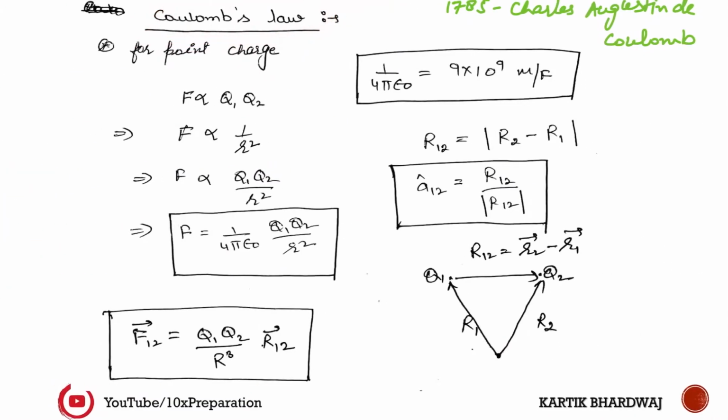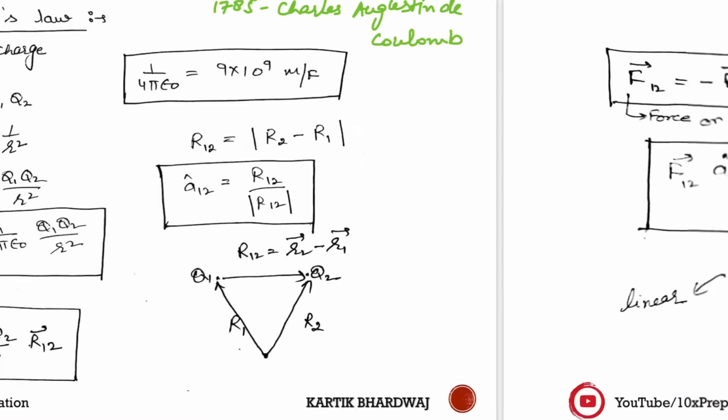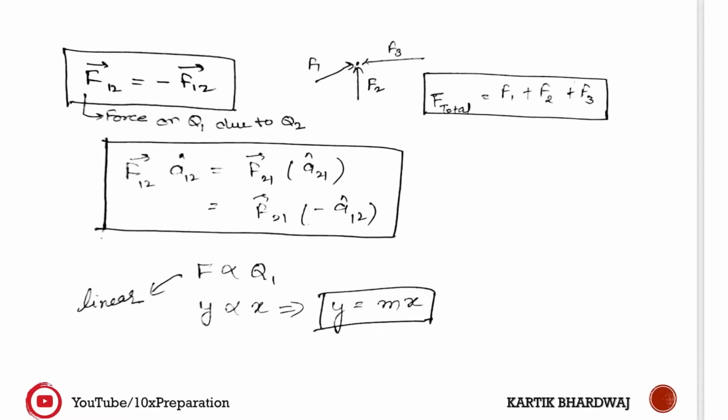Whatever Coulomb's law I discussed: whenever two charges are there, the force between them is equal to the product of their charges, inversely proportional to the square of the distance between them. So this is Coulomb's law, by which we are discussing a force. This force is considered the electrostatic force because it exists between two static charges.